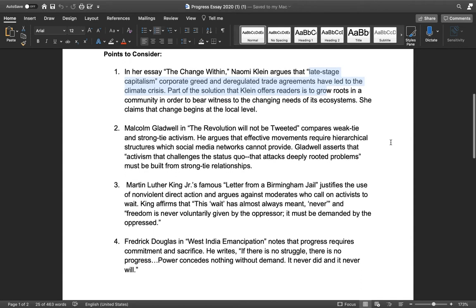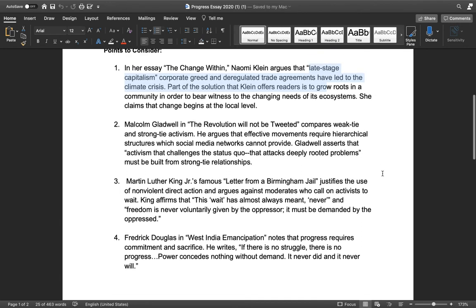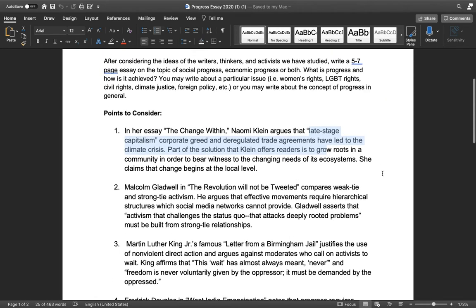He argues that effective movements require hierarchical structures which social media networks cannot provide. Gladwell asserts that activism that challenges the status quo, that attacks deeply rooted problems, must be built from strong tie relationships. Then you may choose one of the social issues that's suggested above and explain why it is that Malcolm Gladwell's idea is correct or incorrect.